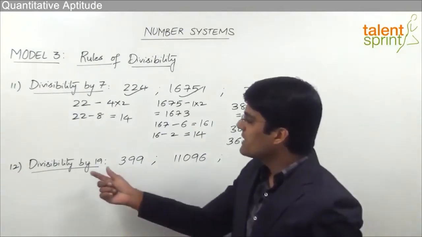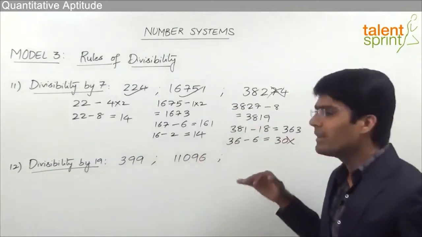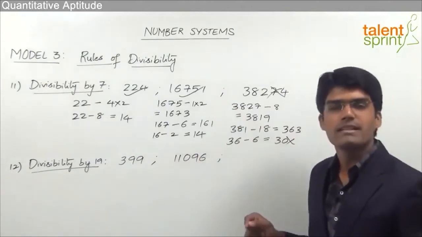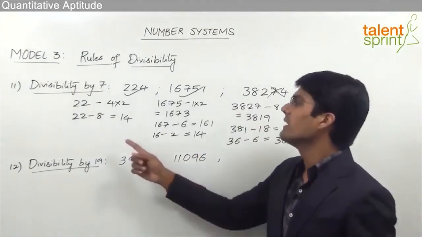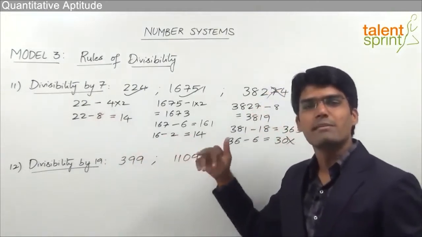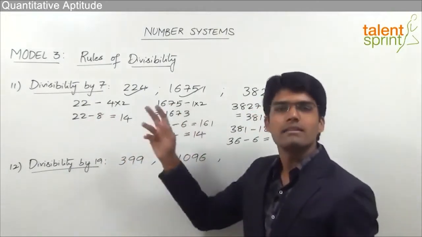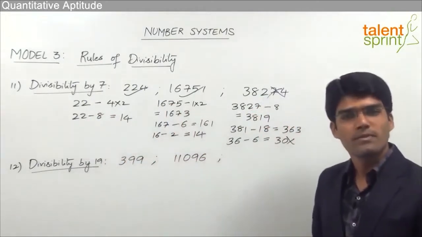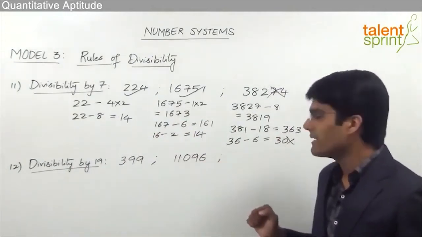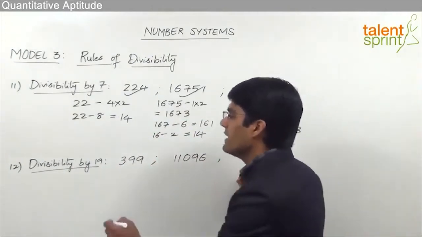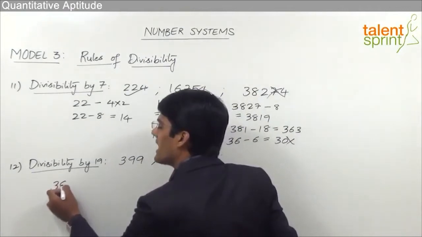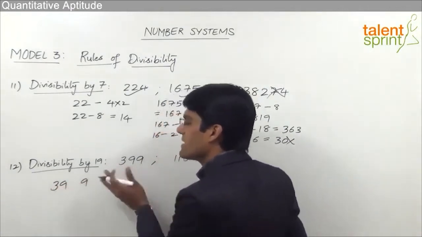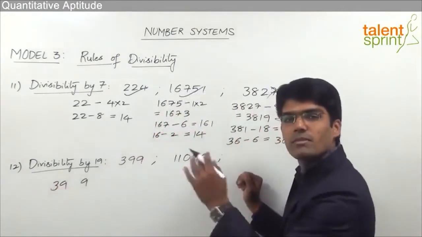Now coming to the divisibility by 19, the procedure here is similar to what we have done in case of 7. But the only difference is instead of subtracting the units place multiplied with 2, we need to add the units place multiplied with 2. Let's take some examples and understand this. For example, here we have 399. Now 39 and 9 are to be separated. That means units place is separated from the remaining part.